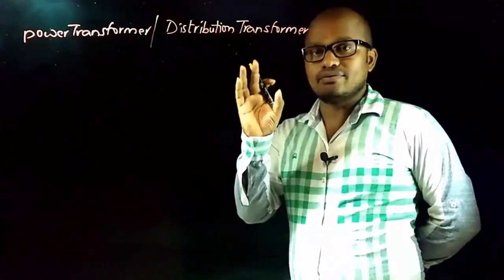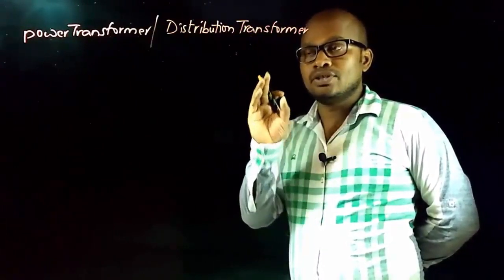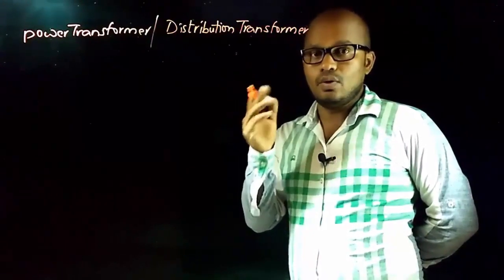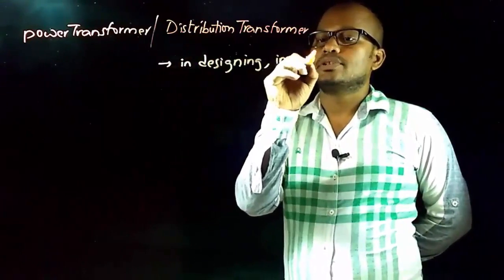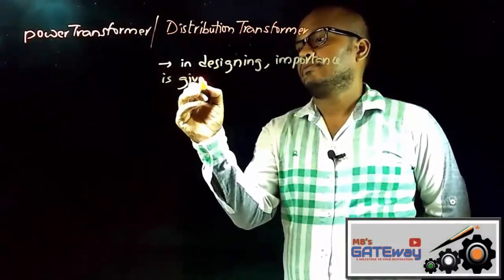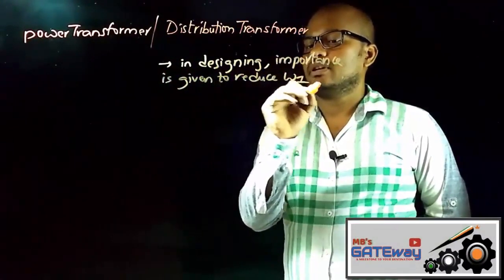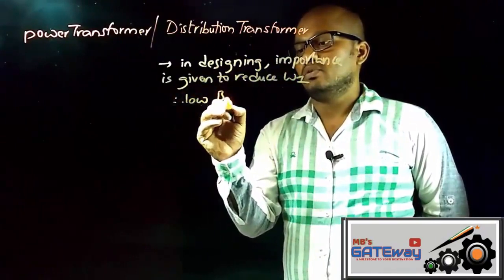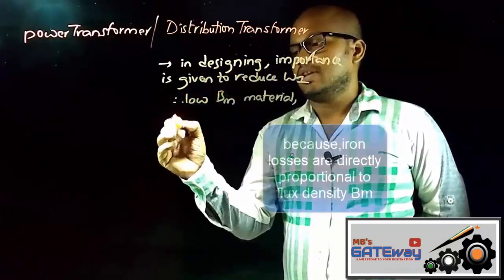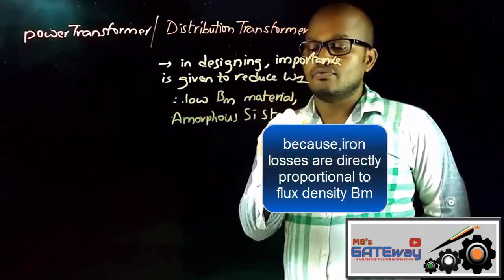So in designing a transformer, importance is only given to reduce the iron losses, and importance is not given to copper loss, because whether copper loss is present or not depends on the load cycle. So in designing, importance is given to reduce iron losses. Therefore, low magnetic flux density material, amorphous silicon steel, is used for core.